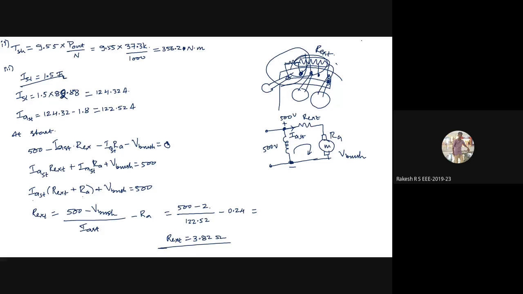The concept of starters we will discuss later. There is a dedicated topic on starters, the significance of starters, and 3-point and 4-point starters in the first module. Again, we will discuss it there.